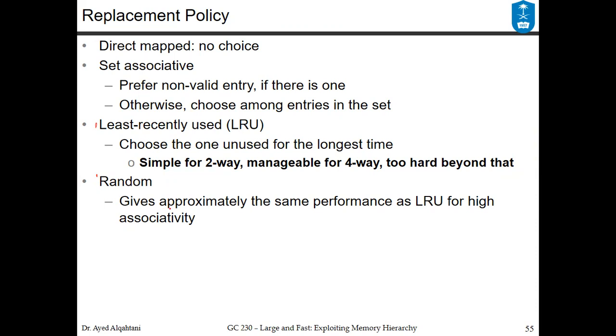entries. So it gives approximately the same performance as the least recently used for high associativity. If your associativity is high, and by high we mean 16-way or 32-way, then don't worry about the least recently used anymore. Just pick it randomly, and that's it. You will get about the same performance.